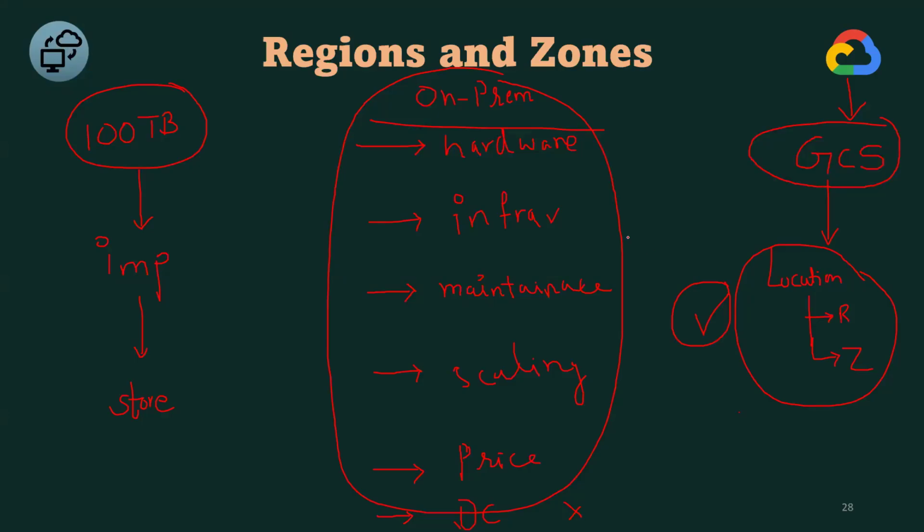Okay, so this is GCP. The main importance of GCP regions and zones is that whatever resource you are going to create in GCP, whatever service you are going to use, you are going to select a location for sure. So for selecting the location, we are going to understand the GCP locations concept.